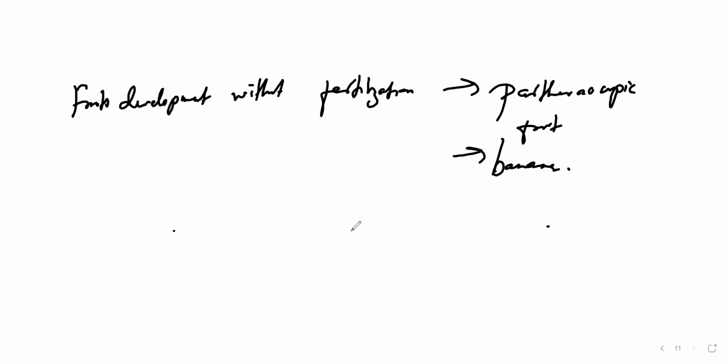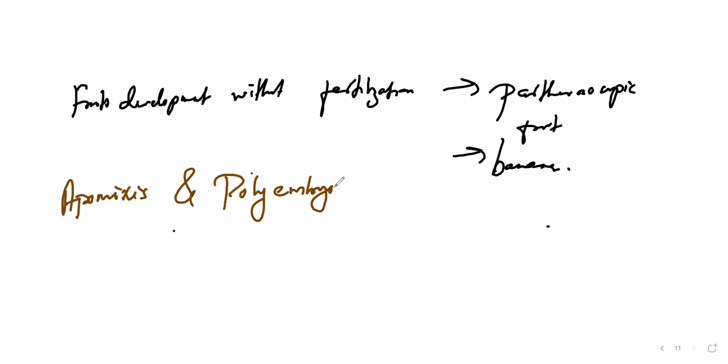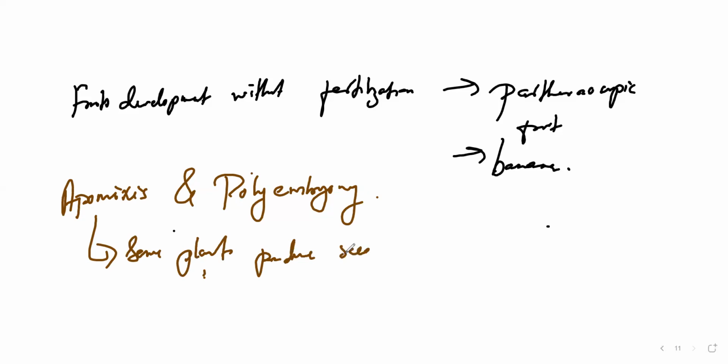Yeah. Then the next one, the last point of this chapter, which is apomixis and polyembryony. See, now I already told you some plants produce seeds without fertilization, right? So that particular process is called what? Apomixis. Some plants produce seeds without fertilization. So whatever the process is, it's called apomixis.